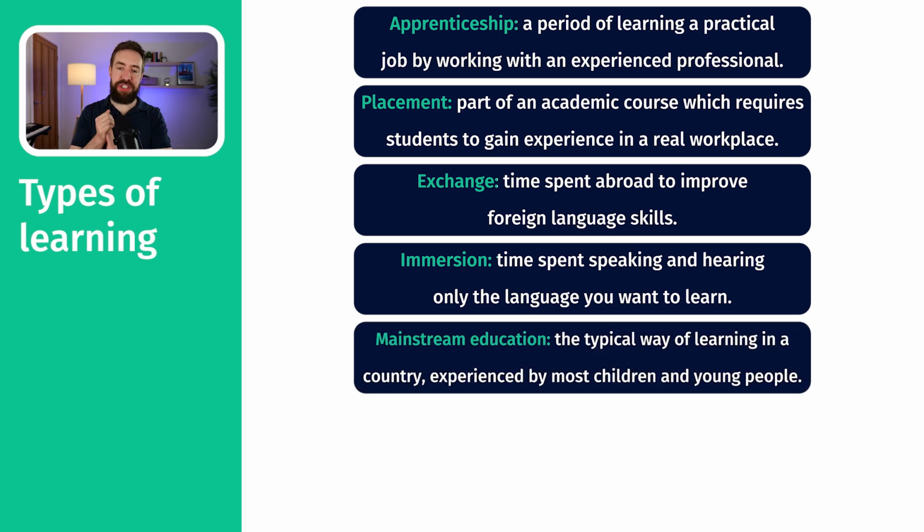The next word is mainstream education. So education, we know. Mainstream means like the normal way of doing something. For example, mainstream music is the type of music that most people like in one country. Okay, so for example, in England, mainstream music would be things like pop. That's pretty mainstream. Most people like it, like Adele, Ed Sheeran.